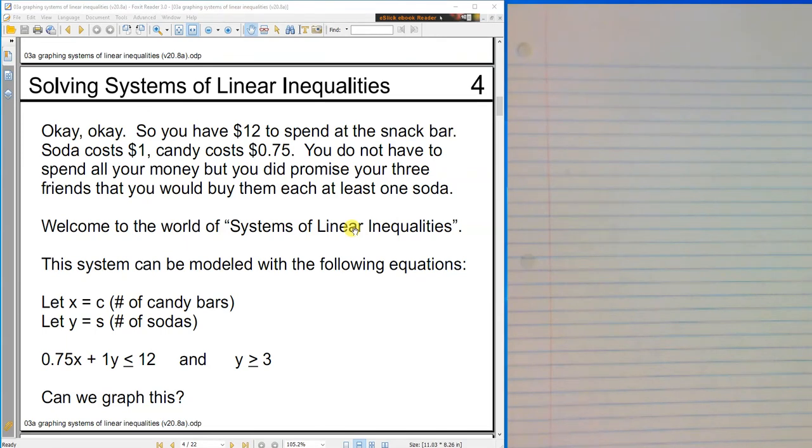This system can be modeled with the following equations. It's going to take 2 equations to make this happen. So this first equation is the cost of a candy bar times the number of candy bars plus the cost of a soda times the number of sodas has to be less than or equal to $12 because that's all the money I have. But the number of sodas has to be greater than or equal to 3 because I promised each of my friends a soda. Notice it takes 2 equations. Can we graph this? We absolutely can. And that's what we're going to do today.